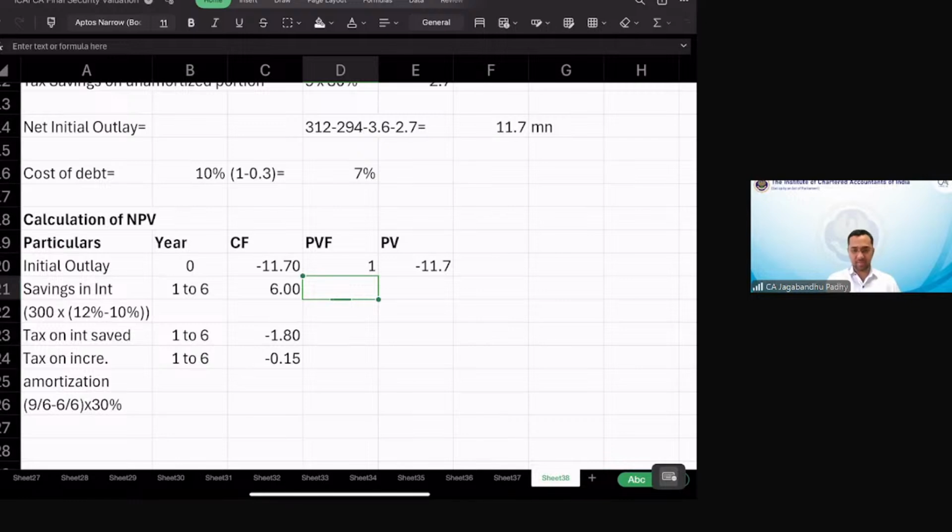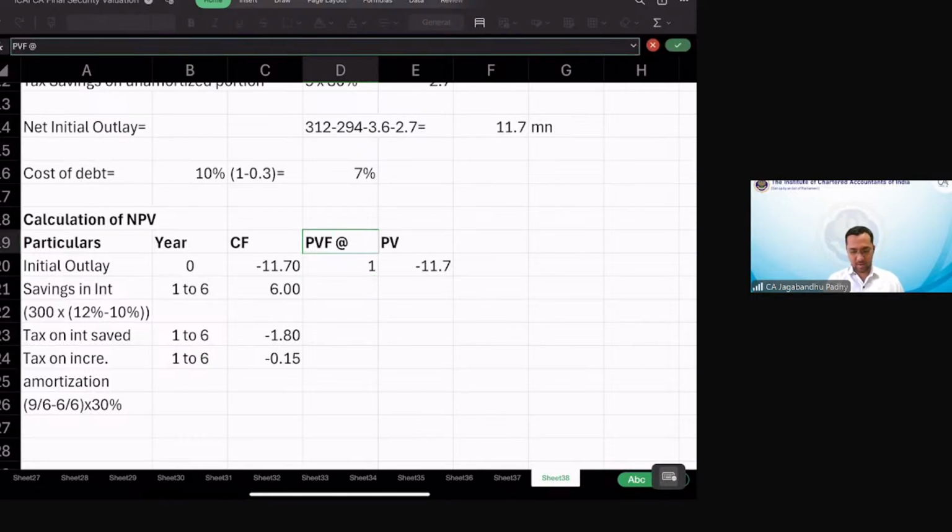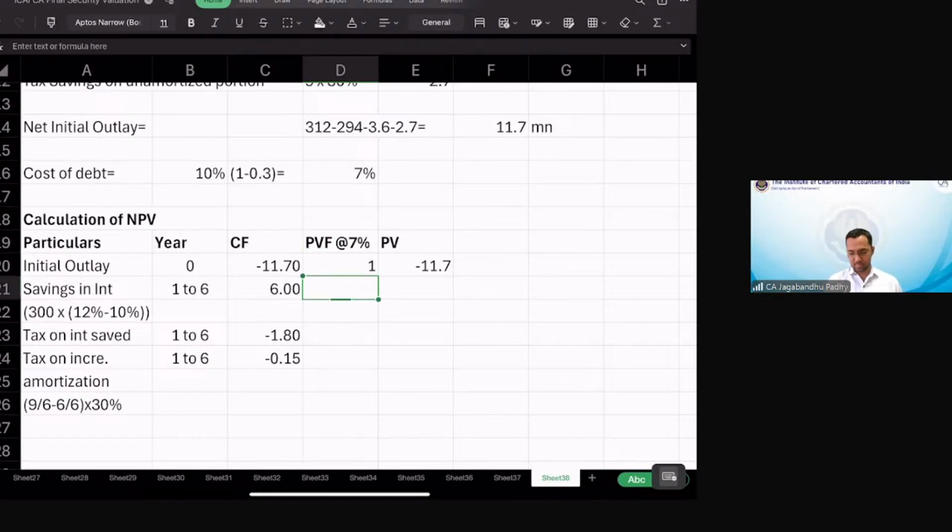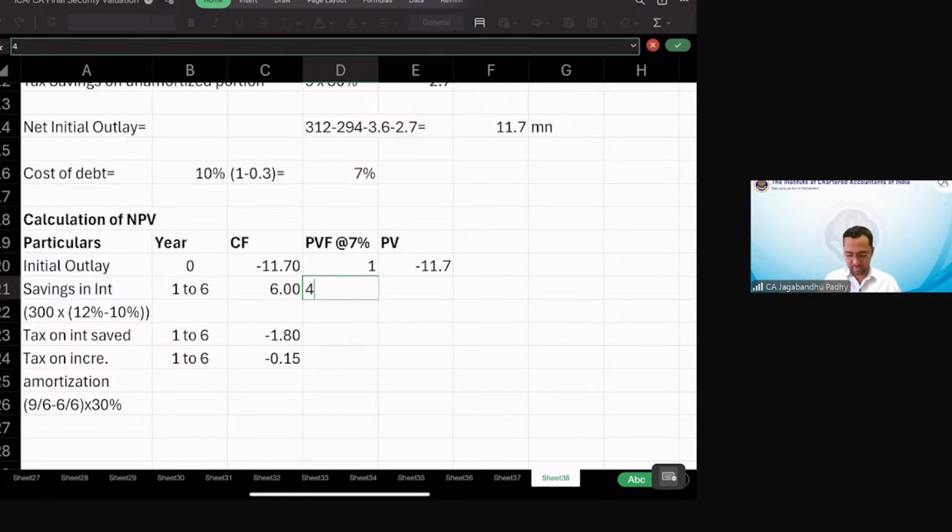So we can get the present value factor at 7%. What is the annuity factor, guys? What is the present value annuity factor at 7% for 6 years? Give me the number. 4.767. Okay.